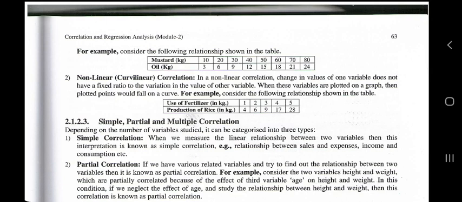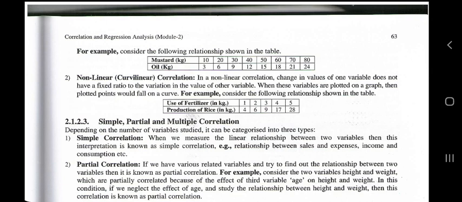Okay. So that's why it is called a linear correlation. Now consider non-linear, that is curvilinear correlation. Let's see here in this table, use of fertilizer in kg and production of rice in kg.